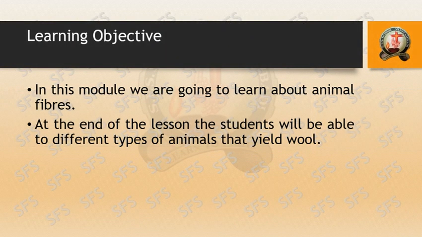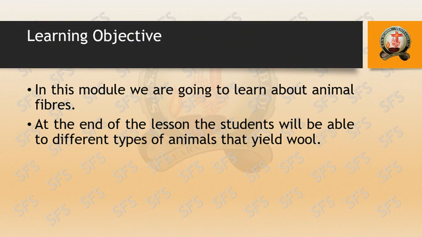Today's learning objective is very simple. In this module we are going to learn about animal fibers. You might have already learned about plant fibers and animal fibers, but in 6th standard you learned only about the different types of plant fibers and the different types of fibers obtained from animals. But in 7th standard specifically we are going to learn about animal fibers alone and how fabrics are obtained from animals. The process of manufacturing fabrics from animal fibers, that we are going to learn.